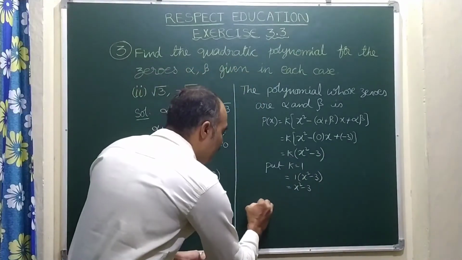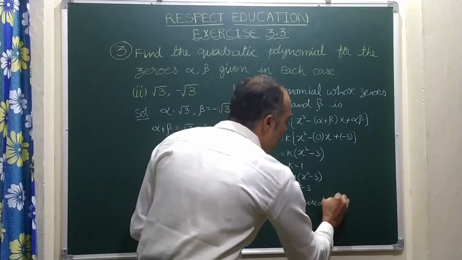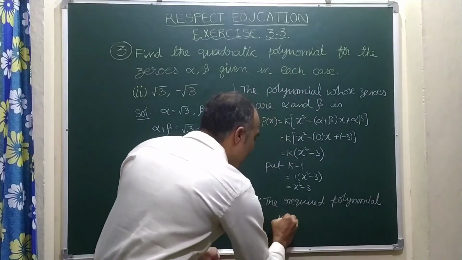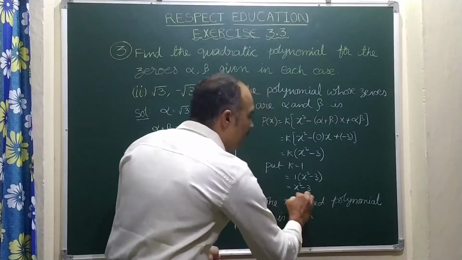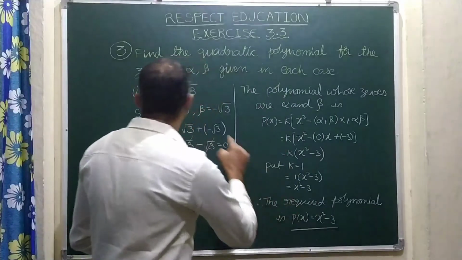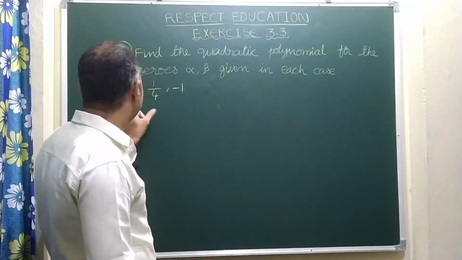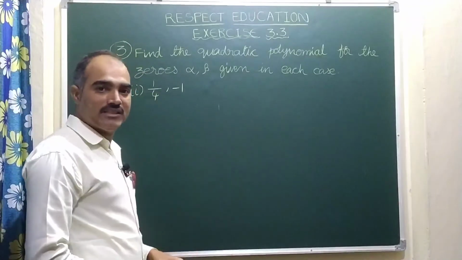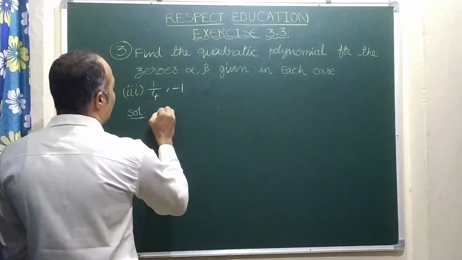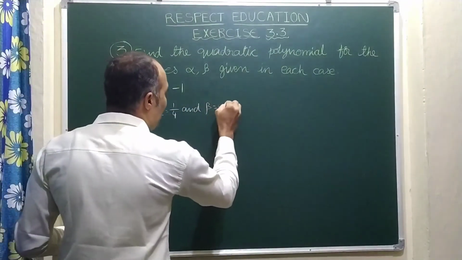Right. Therefore the required polynomial is p of x is equal to, finally we get here x square minus 3 is the final answer for this second bit. Now let us see next bit, that is third bit, 1 by 4 and minus 1. So here these values are alpha and beta. So here let us take alpha equal to 1 by 4 and beta is equal to minus 1.